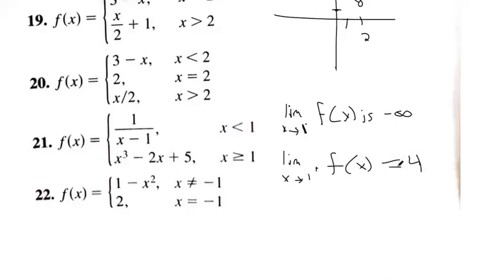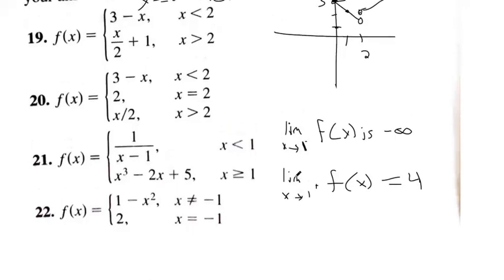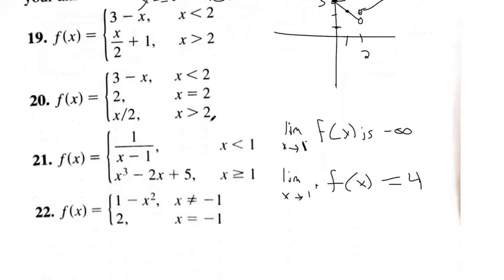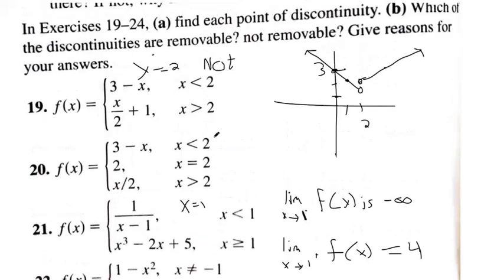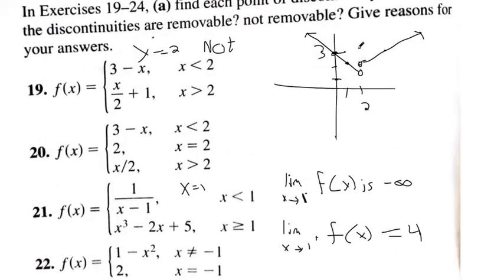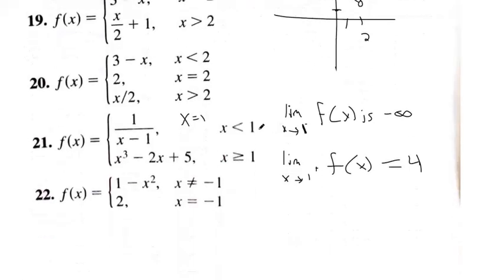Okay, those limits don't agree. So that means the limit as x approaches 1 non-directionally does not exist. So if the limit doesn't exist for a certain point, then it's discontinuous. So at x equals 1, this thing is discontinuous. Which are removable, not removable. This one is not removable because it's not just one dot that's been moved up. Okay, it's a jump discontinuity.